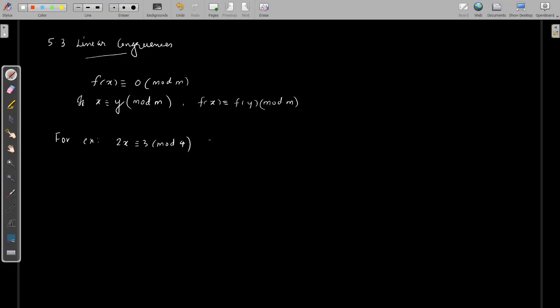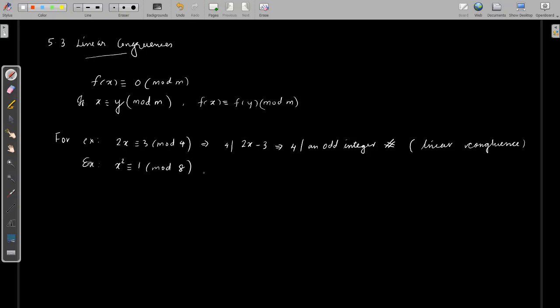For example, consider the polynomial congruence relation 2x congruent to 3 mod 4. This implies 4 divides 2x minus 3. This implies 4 divides an odd integer, that is a contradiction. So we can say that 2x congruent to 3 mod 4 has no solution. This congruence is called a linear congruence because it contains x with the power 1.